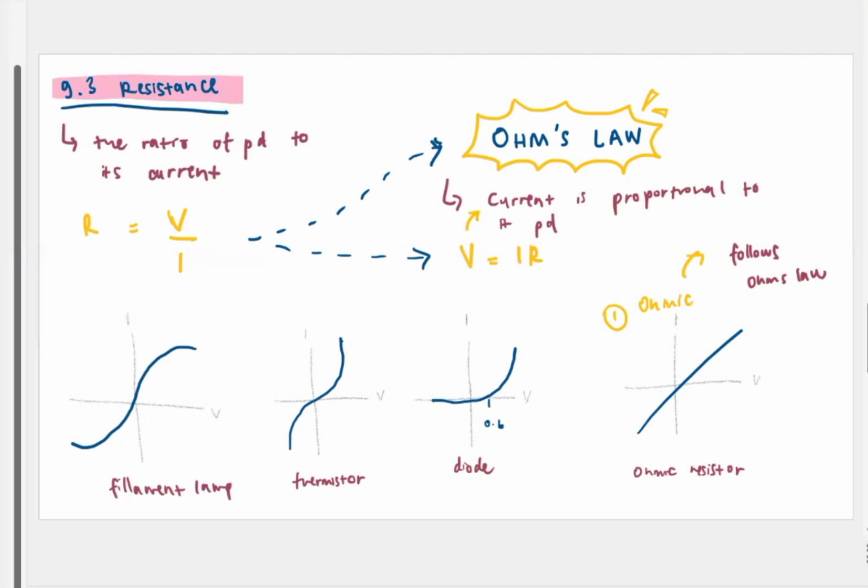But what about these other three? We could see that the gradient is not straight. That means number 2, number 3, and number 4, they are considered as non-ohmic, which means they disobey Ohm's law. Now, let's check out these three different non-ohmic components of circuits.